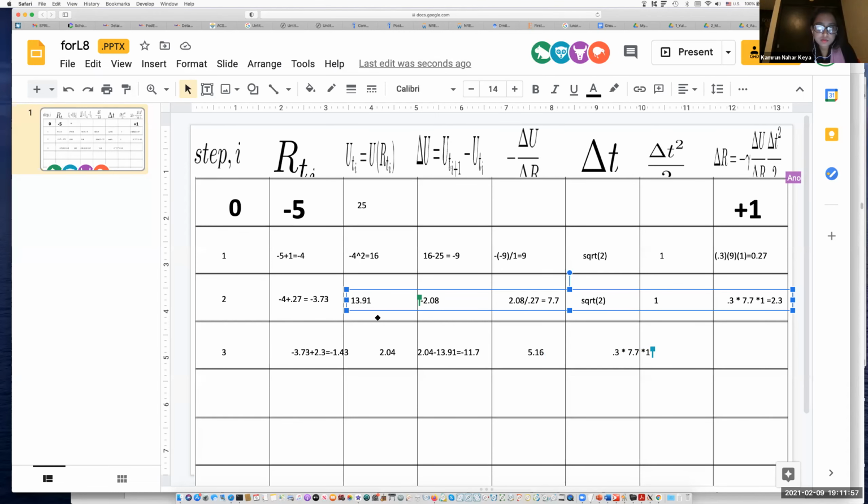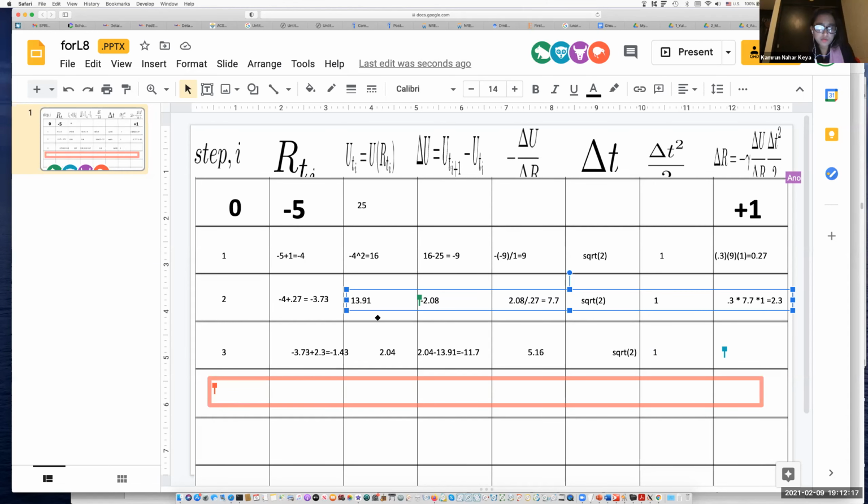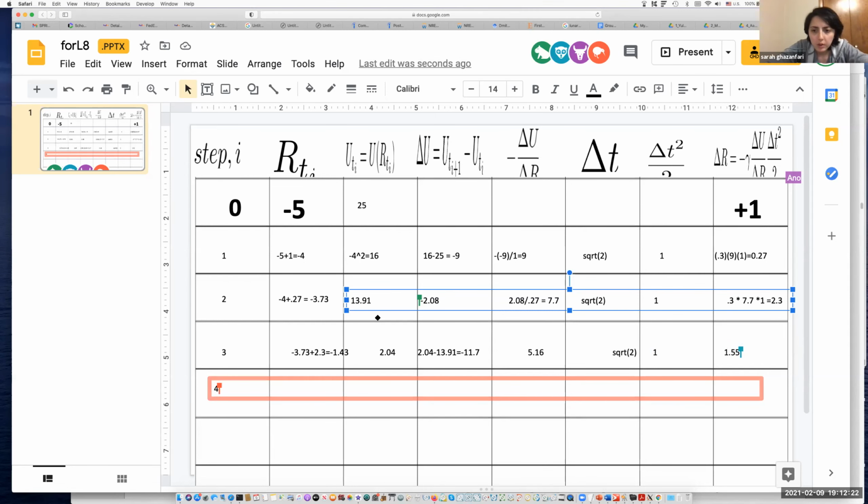Square 2. Then 1. And delta R will be 1.55. Yes. Okay. Who is typing next? Me. Thank you, Sarah. Why is the cursor not there? Just type space, just to move across.